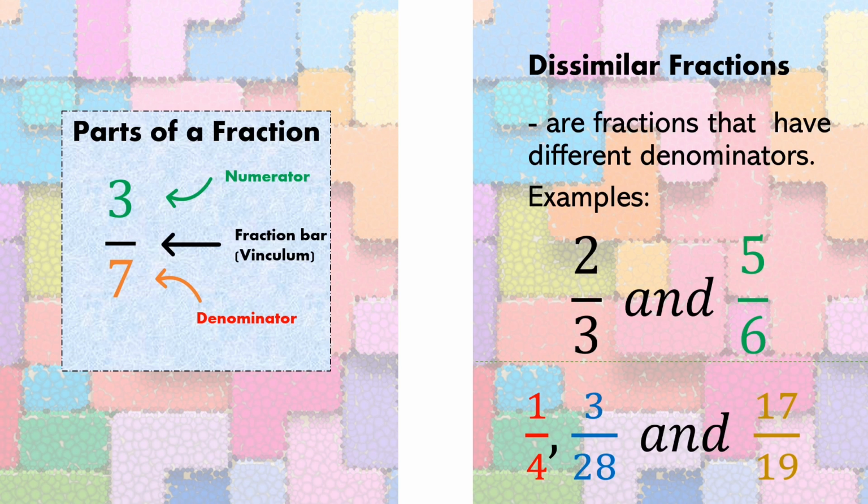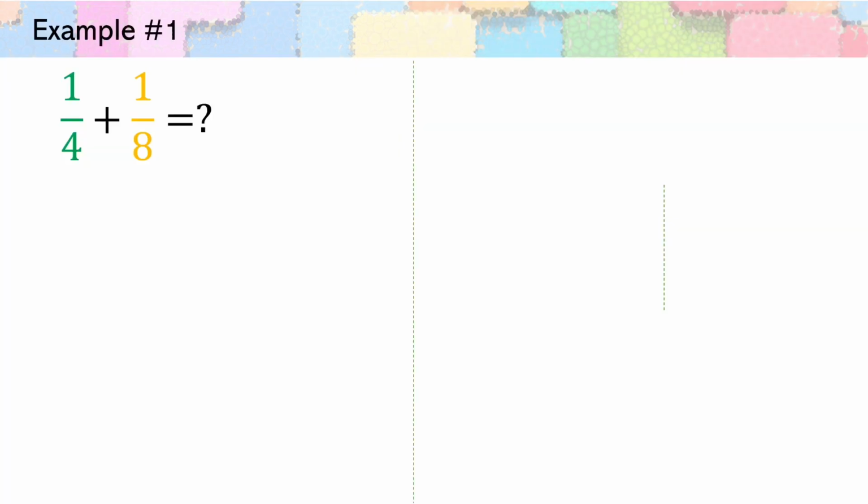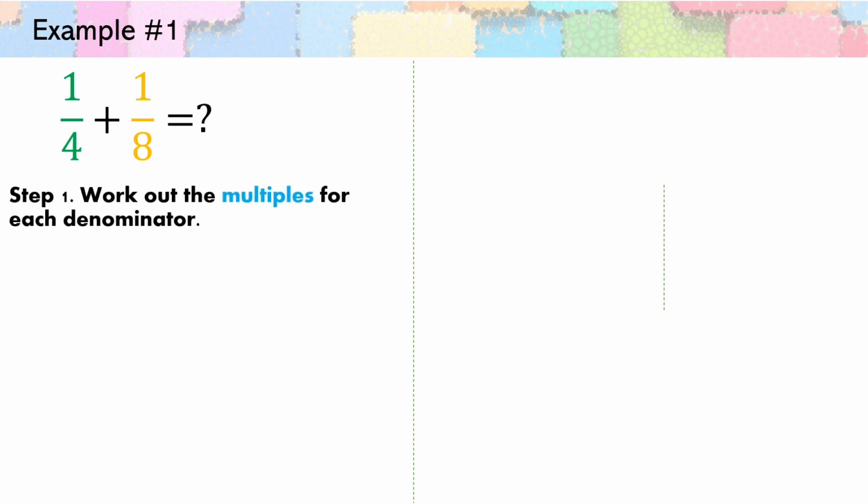Okay, now let's go to addition of dissimilar fractions. Let's have example number 1: 1/4 plus 1/8 equals, what is the sum? How do you add dissimilar fractions? We are going to follow 4 steps to arrive at the sum of dissimilar fractions. Step 1. Work out the multiples for each denominator.